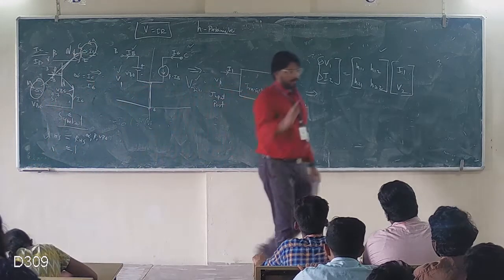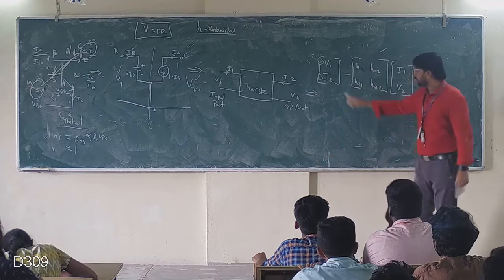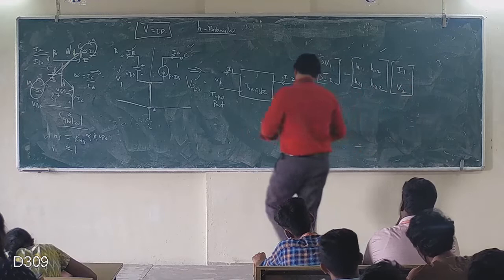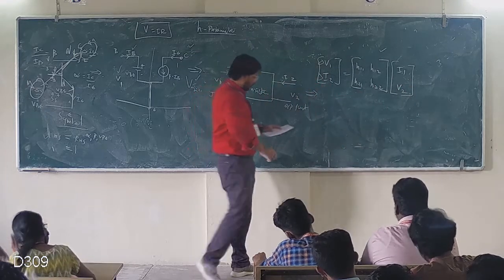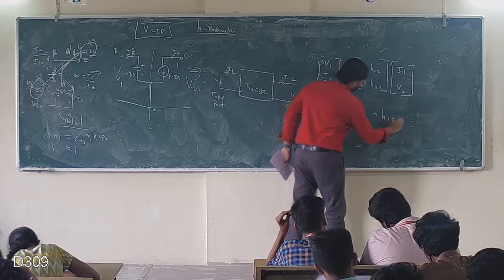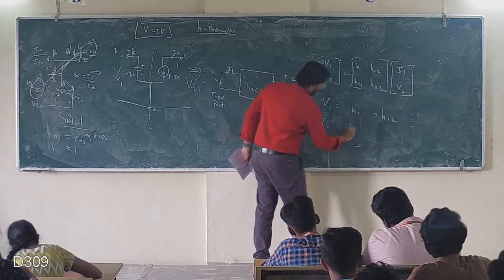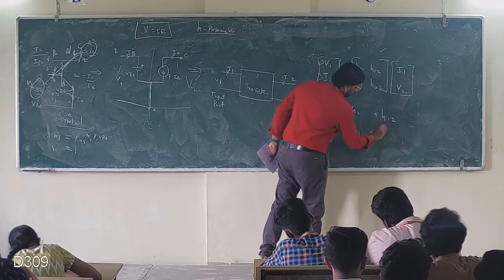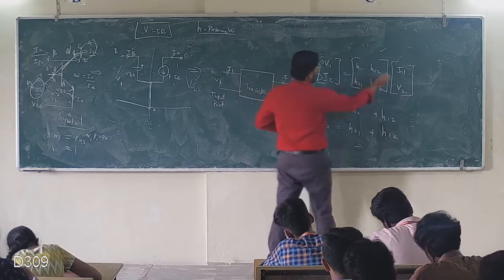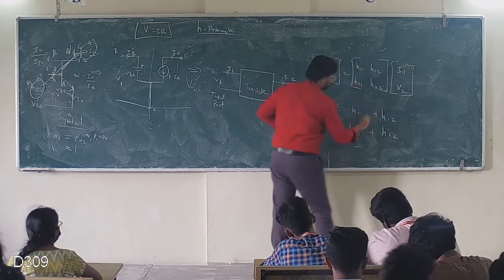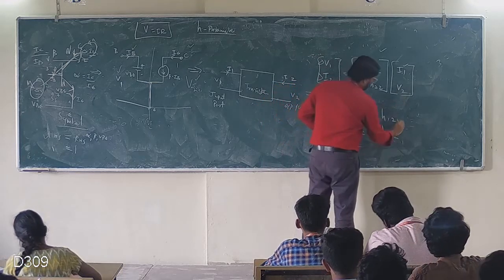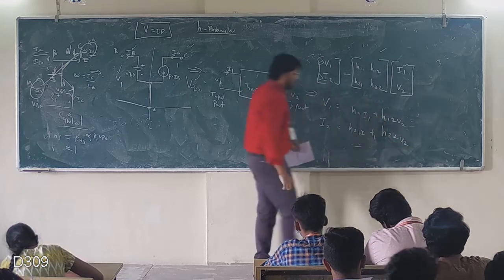del V into del IC. Okay? That's why V1 is equal to... wait. It is a simple matrix. V1 is equal to H11 plus H12. I2 is equal to H21 plus H22. V2.